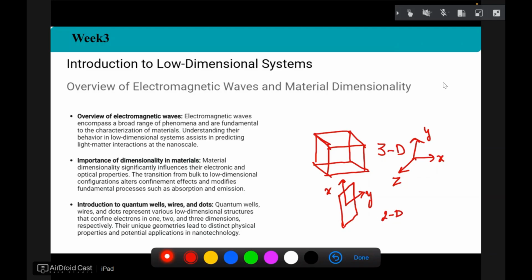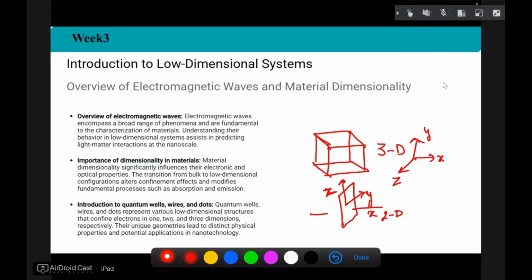then we say 2D. That is the example of a quantum well. So light is allowed to travel only in one plane. Suppose this is y, this is z, this direction is x. So now light is confined in x only but can freely move in y and z direction.